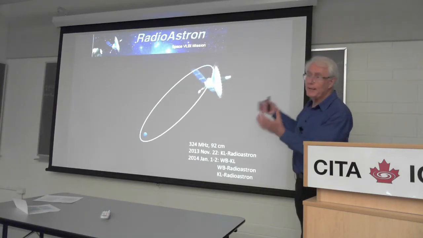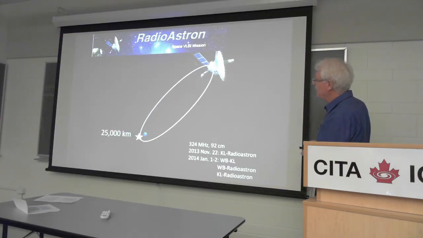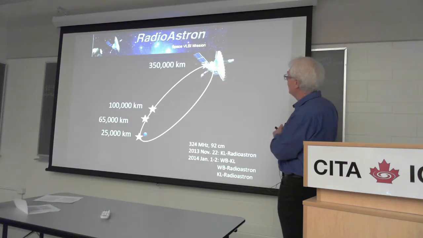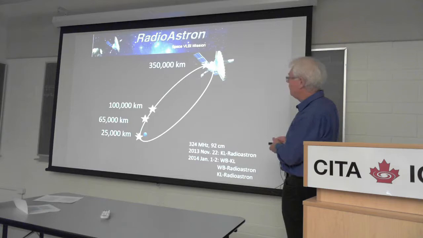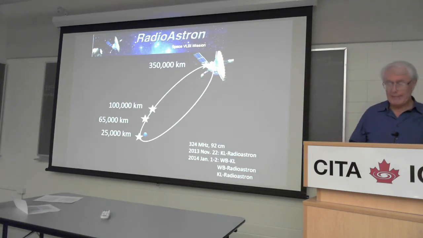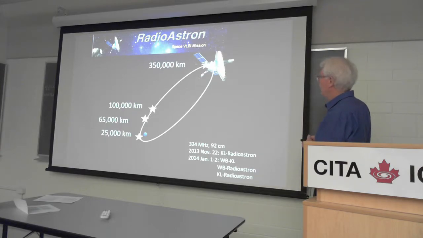Okay, so back to the scintillation project. What did we do? We observed at 324 megahertz in 2013 and 2014. These are our baselines: 25, 65, 100, and 350 thousand kilometers. At 92 centimeters, this is about 330 million wavelengths, so it's quite a long baseline in terms of lambdas.